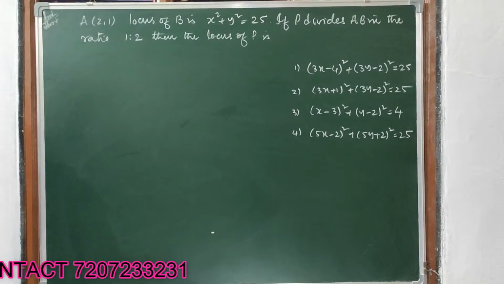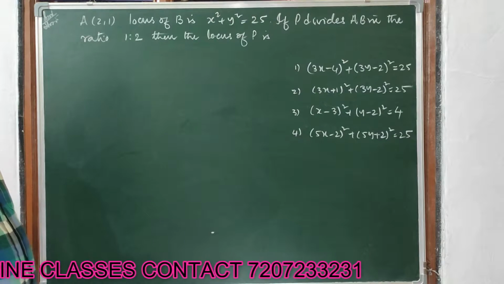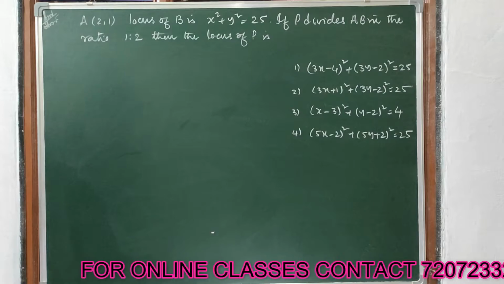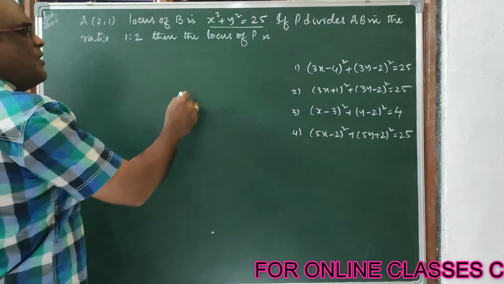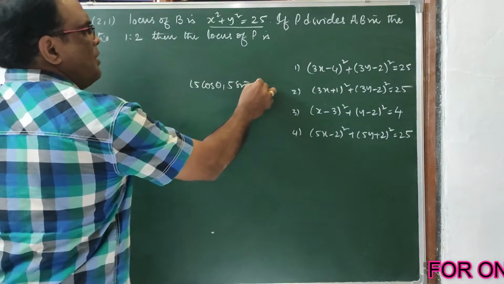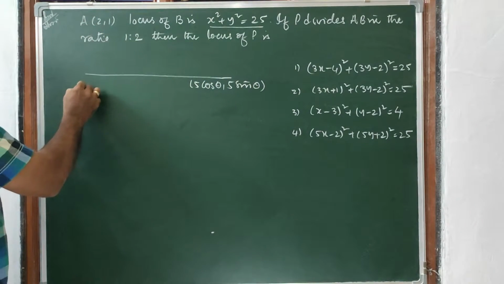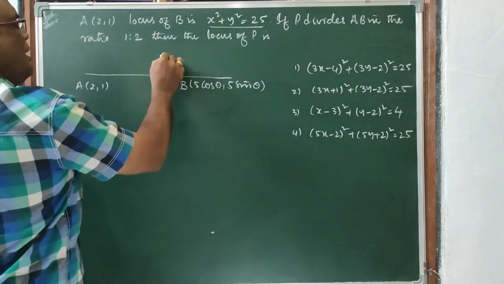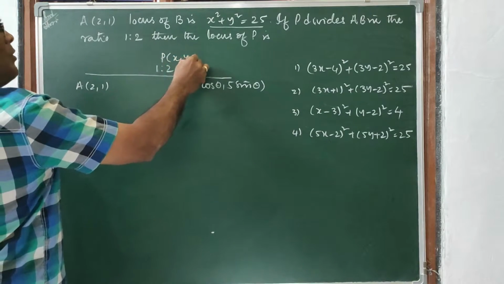A is (2, 1). The locus of B is x square plus y square is equal to 25. If P divides AB in the ratio 1:2, then find the locus of P. The locus of B is x square plus y square is equal to 25, which means it is 5 cos theta, 5 sin theta, a parametric point on the circle. Take A as (2, 1), and this is B. Here the point P divides it in the ratio 1:2. Let it be (x1, y1).